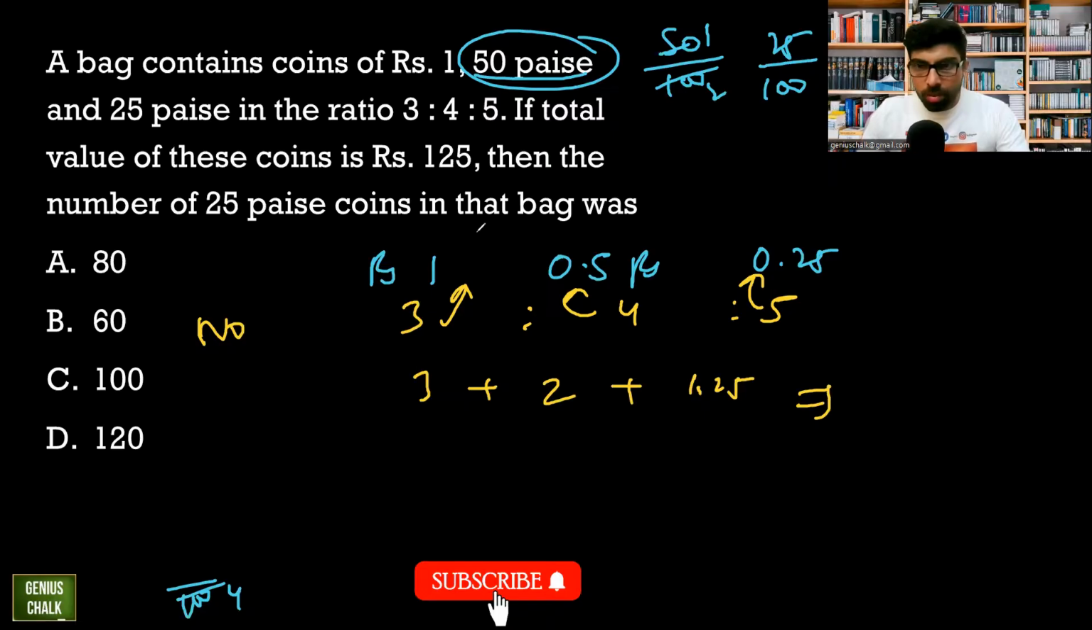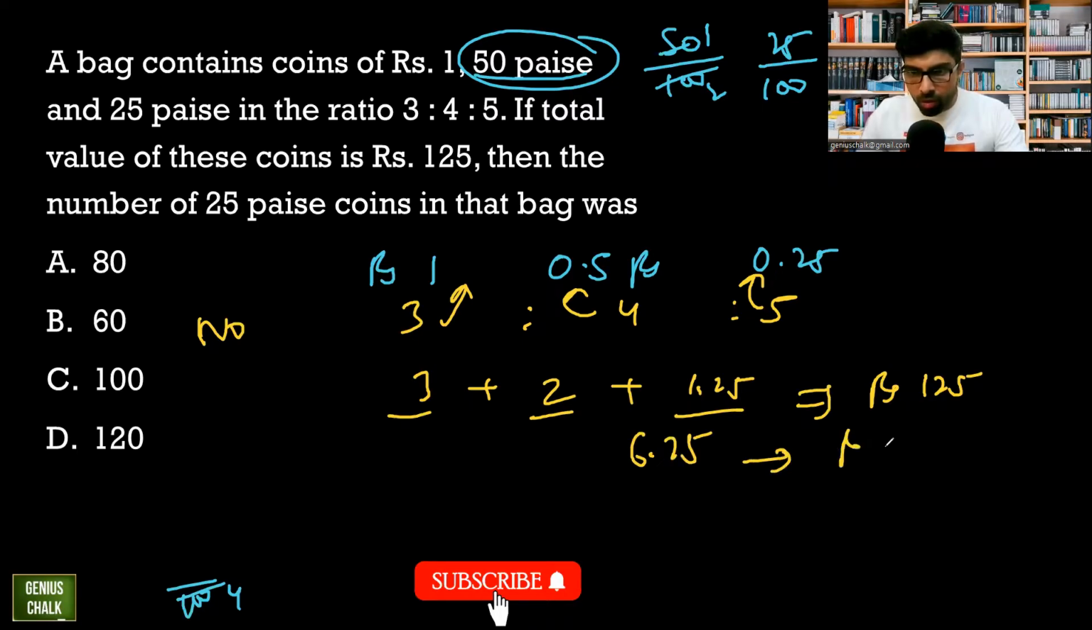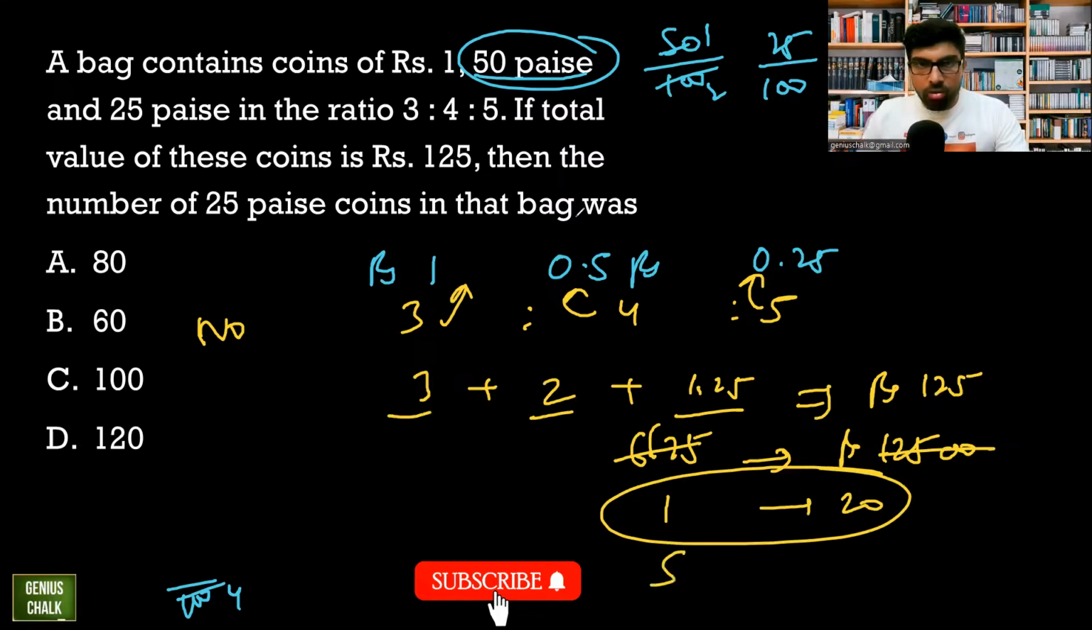So this total is how much? Rupees 125. Now everything is in rupees. So 3 plus 2 is 5, plus 1.25 is 6.25, which is equal to rupees 125. So if you convert, the decimal will go here. So again, one value is equal to 20. 625 to 1250, so one value is 20. So five values is asked, 25 paise, so it is 100. So that is again my answer.